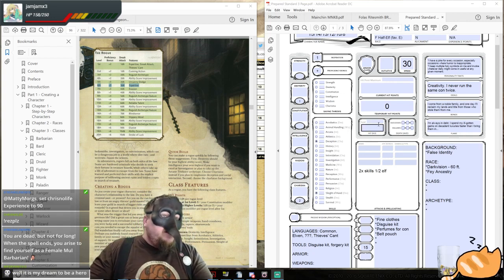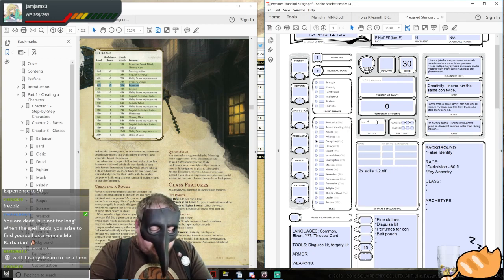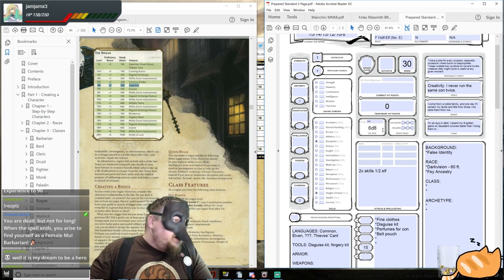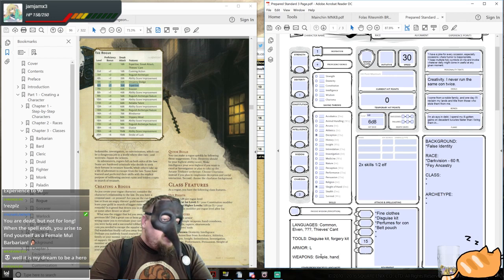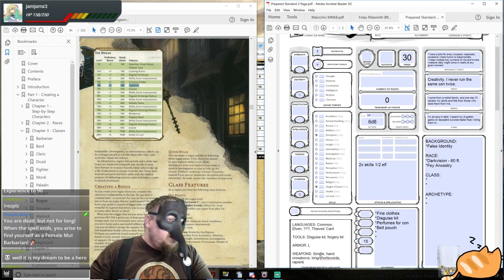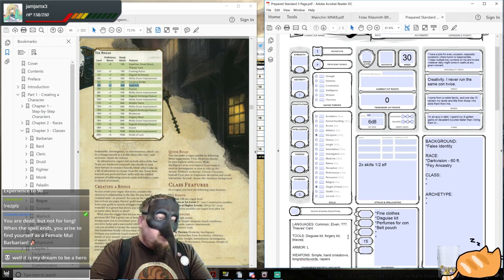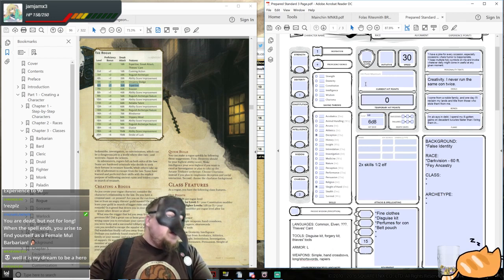Okay, so we have some extra stuff here. Our hit points are d8s, so we're going to indicate that. We're going to have 68 hit dice. Drop this down, 68 hit dice. We get some proficiencies with light armor. We also get proficiencies with simple weapons, hand crossbows, long and short swords, and rapiers. We also get proficiency with thieves' tools. Our saving throws are dexterity and intelligence.